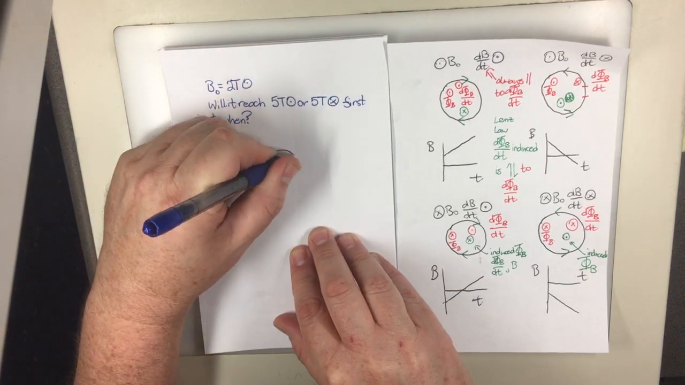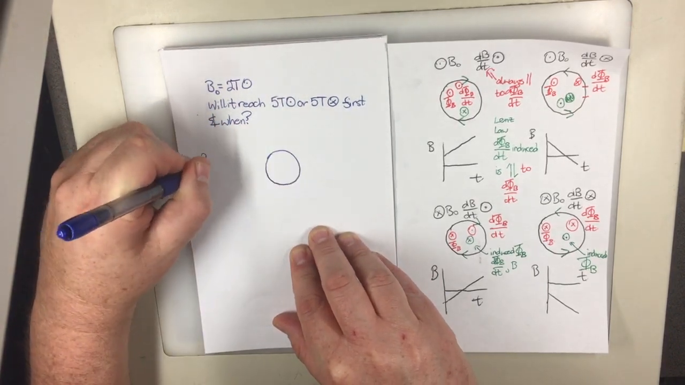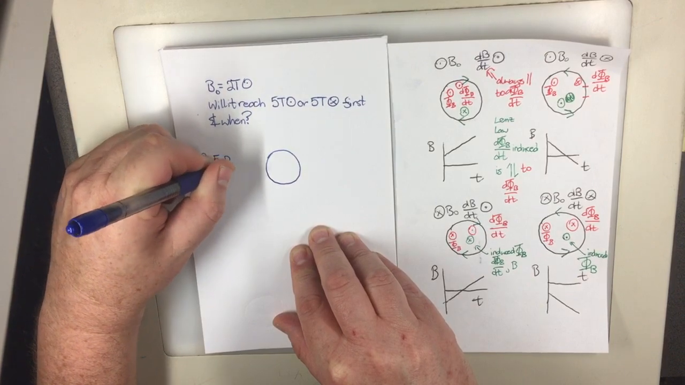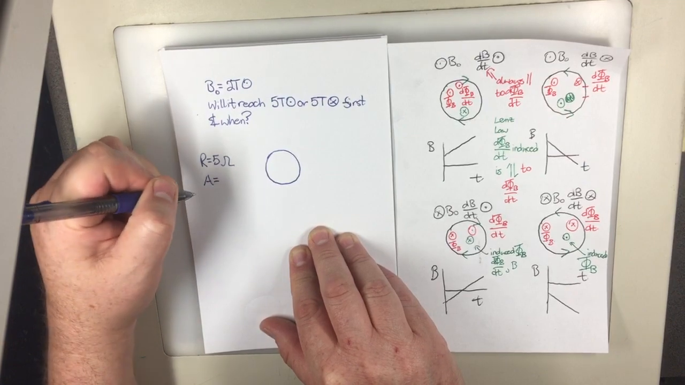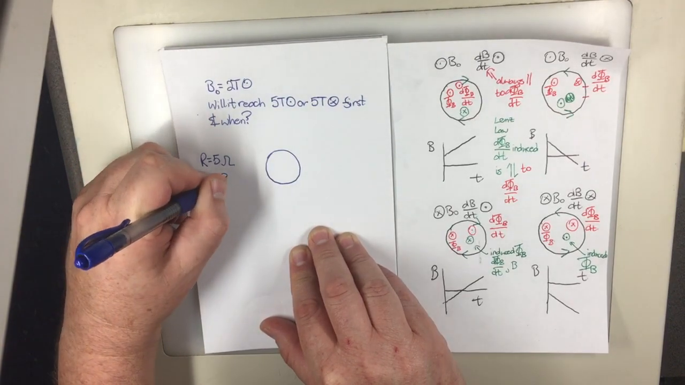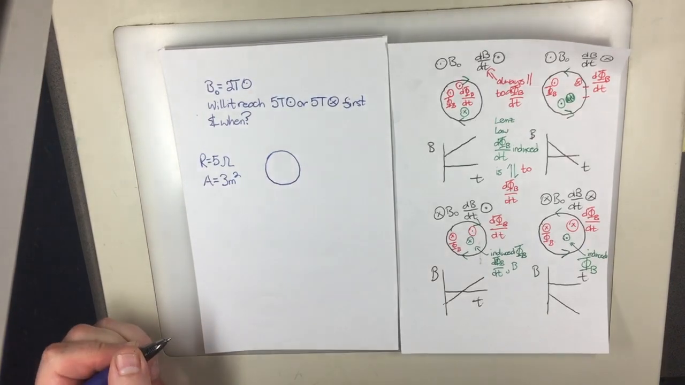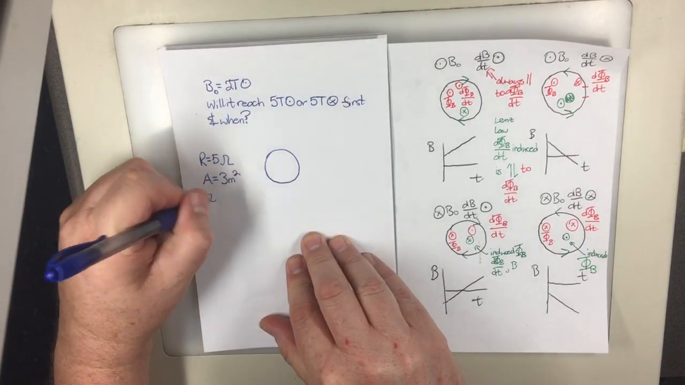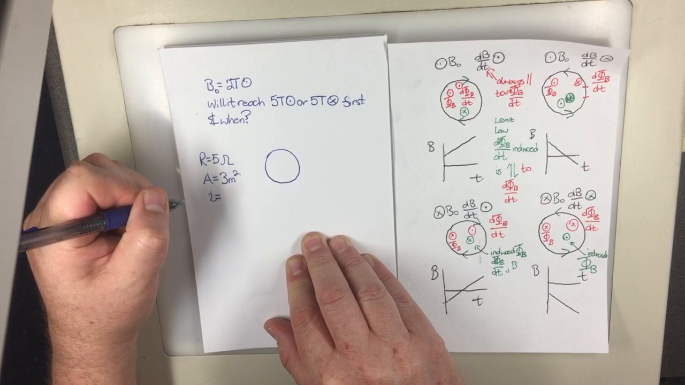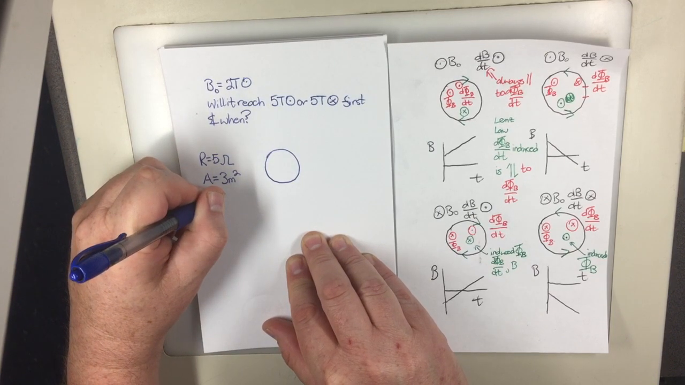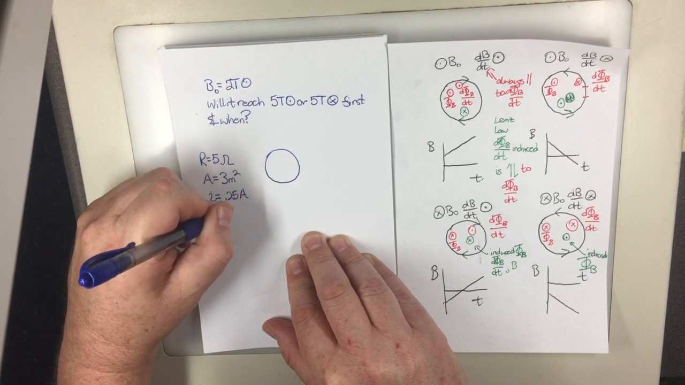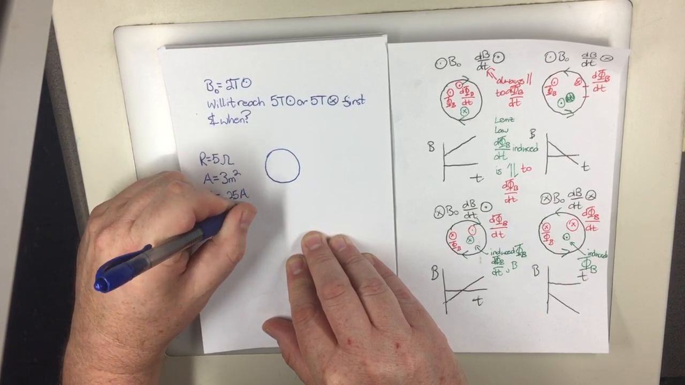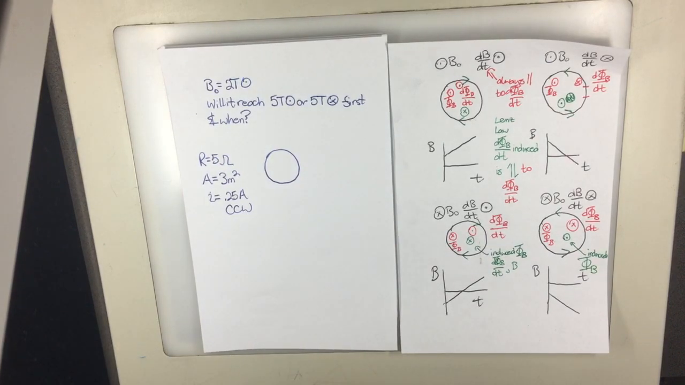Well, the resistance of this loop is 5 ohms. The area, I'm not going to play games with circles and stuff like that. I'm just going to give you the area, is 3 square meters. And the current flowing through the system is 0.25 amps counterclockwise. So the current is running in a counterclockwise fashion.